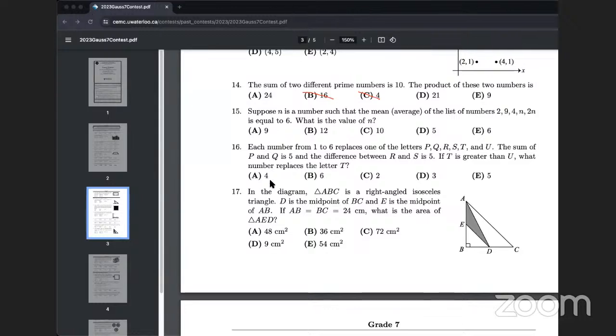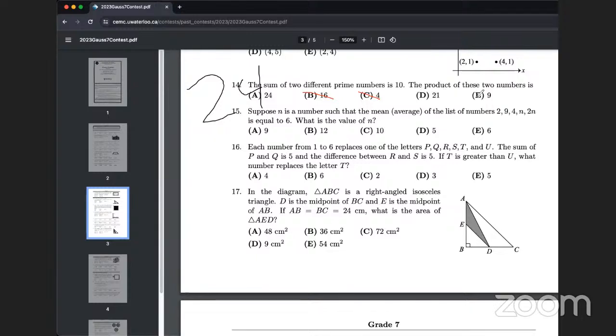Okay, so which one do you guys think it is? Just take a guess. We're on question 14. What do you guys think it is?